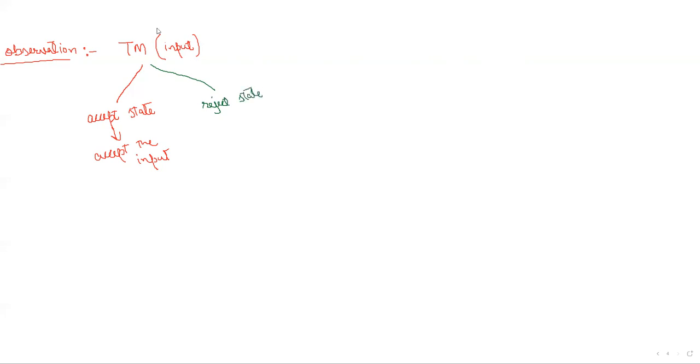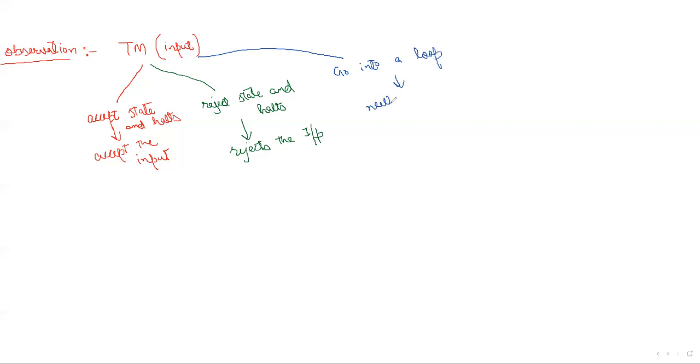The second possibility is that it will go into a reject state. So in the first possibility, it goes into an accept state and halts. Halts means stops. That means it accepts the input. And the second possibility is it will go into a reject state and halts. That means in this case, it rejects the input. And the third possibility is it will go into a loop. That means it neither accepts nor rejects.